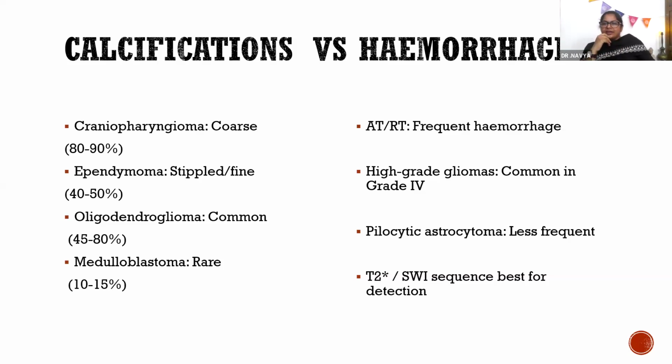And then the high-grade gliomas, most commonly grade 4, will have hemorrhage. Pilocytic has less tendency to cause this hemorrhage.